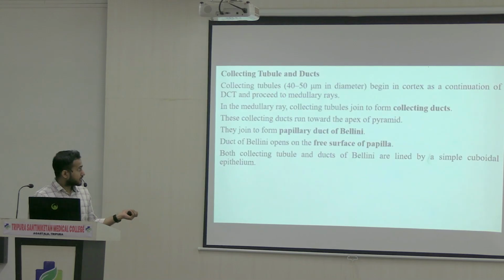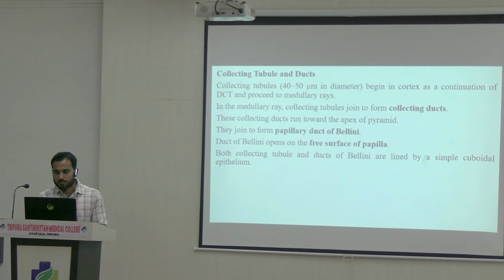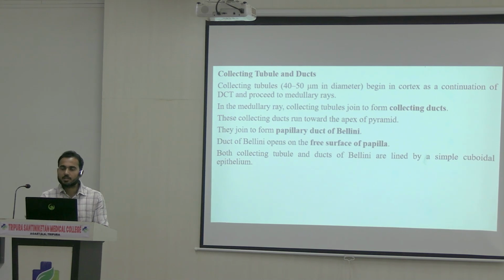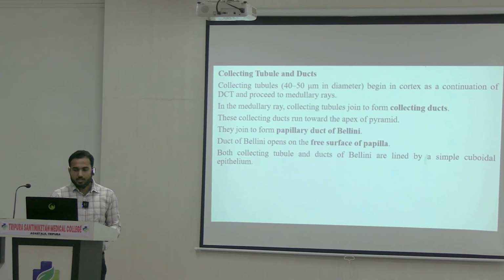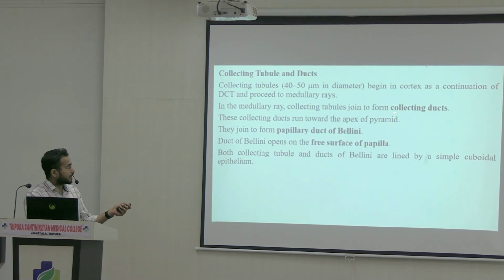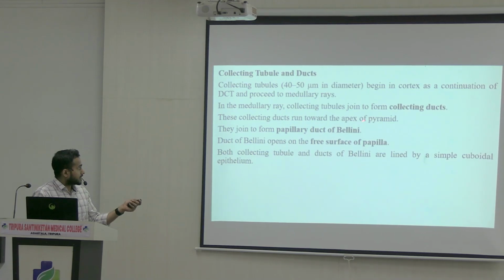Next is the collecting tubule. The collecting tubules are 40 to 50 micrometers in diameter. They begin in the cortex as a continuation of the DCT, and proceed to the medullary ray. In the medullary ray, multiple collecting tubules will join to form the collecting ducts. Now these collecting ducts run towards the apex of the pyramid.